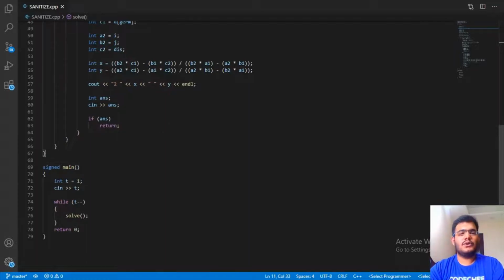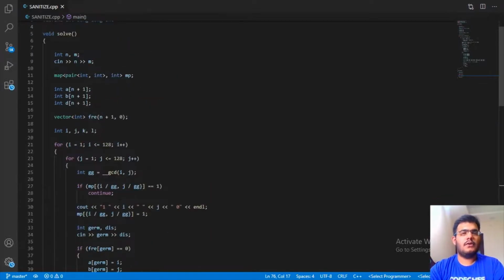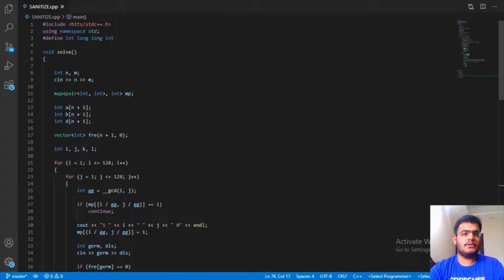So when it comes to the code implementation, for each of the test cases, we will call this function named solve. For each test case, we will first take the input of n and m as mentioned in the question. In order to store whether a particular pair value of a and b has already been asked as a query or not, we will have this map mp. In order to store the values of a, b and d, we have used these three arrays.